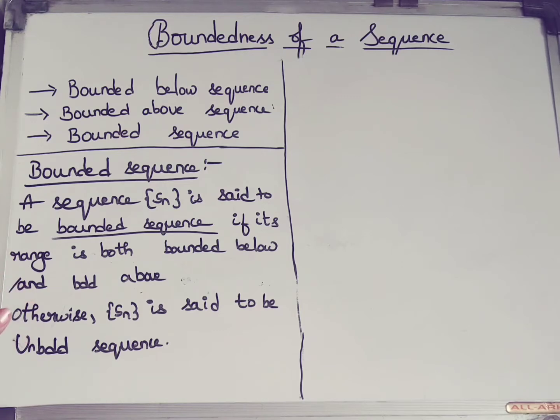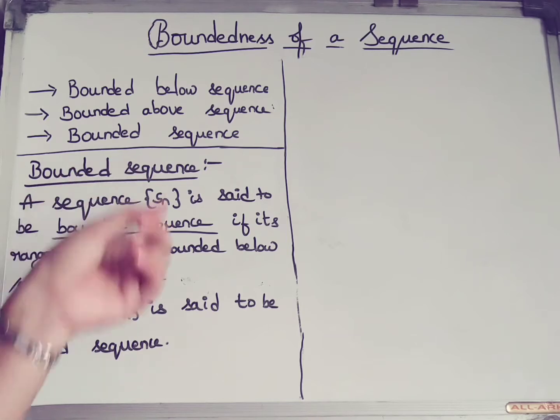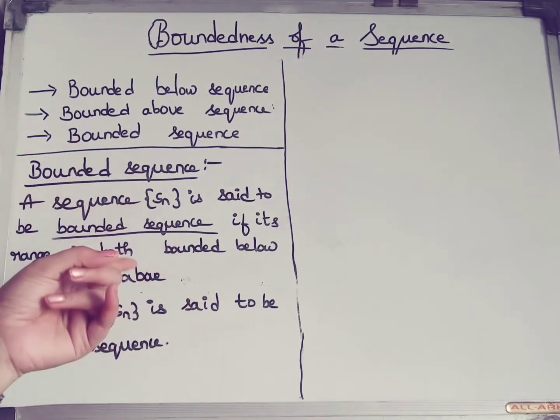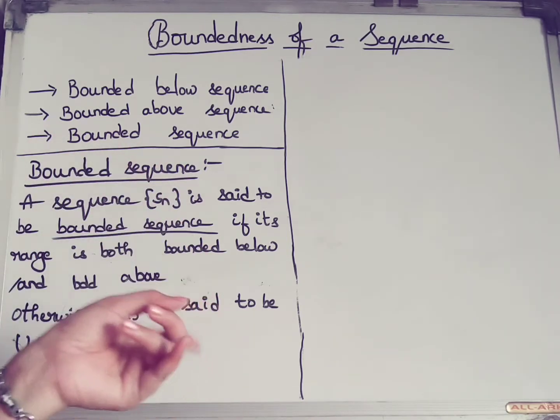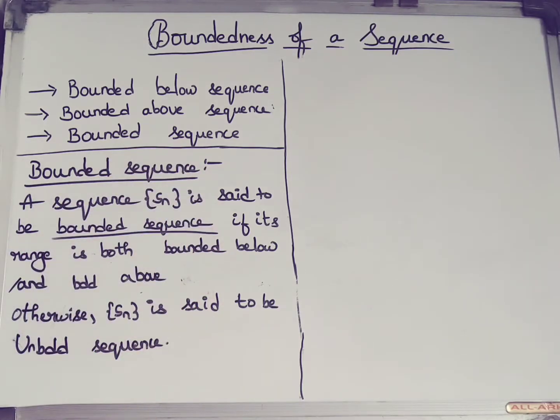Range is nothing but the set of all terms of a sequence. If it satisfies these two conditions, then we can say that it is a bounded sequence. If it does not satisfy any one of these conditions, then we can say that that sequence is an unbounded sequence.